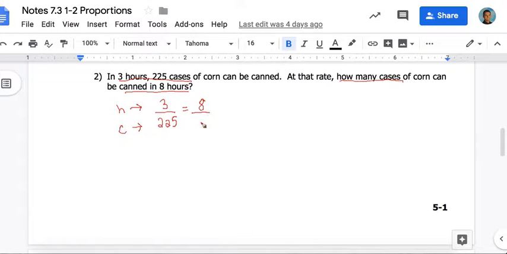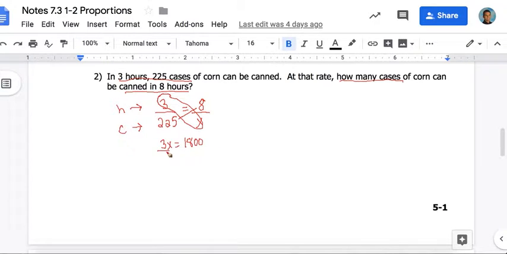So 8 over x, because I don't know how many cans are going to be made in 8 hours. That's what I want to find out. So now I circle the number diagonal to the x. So 3 times x is 3x. 225 times 8 is 1,800.